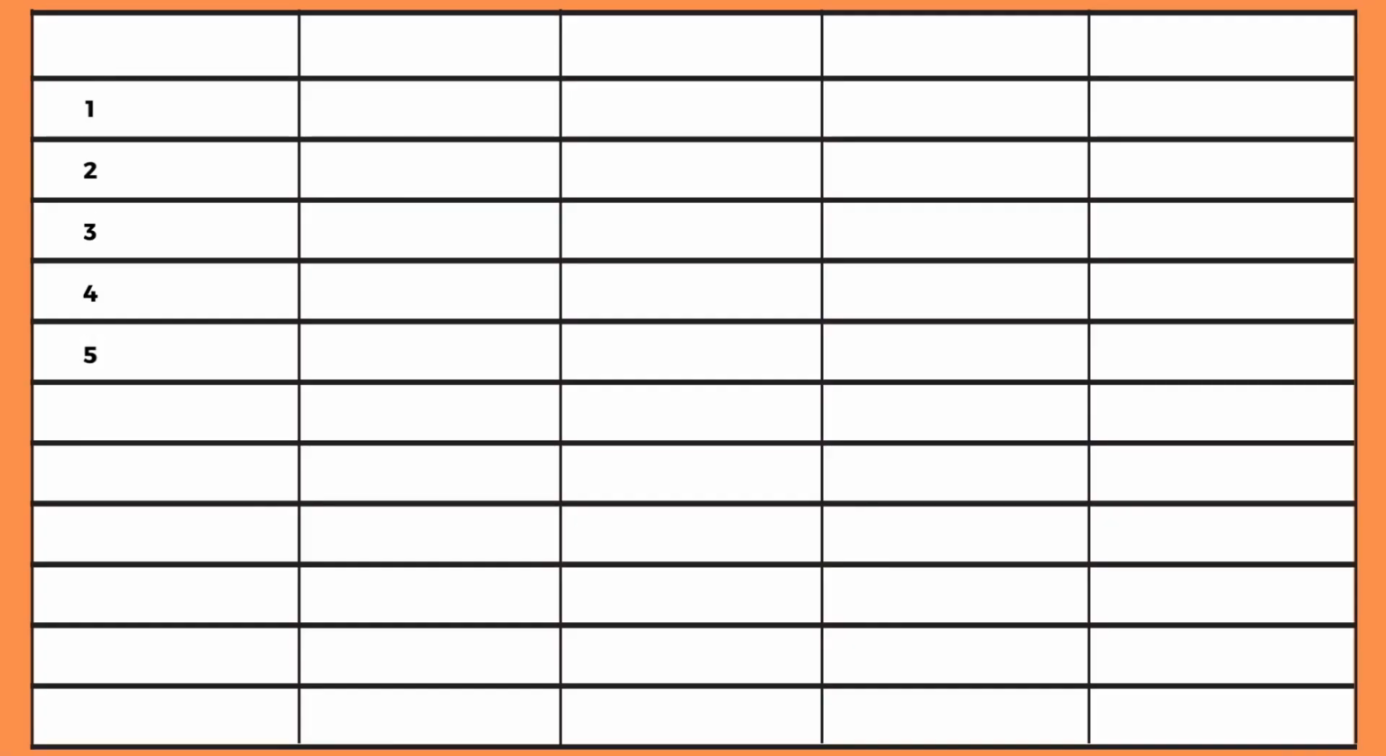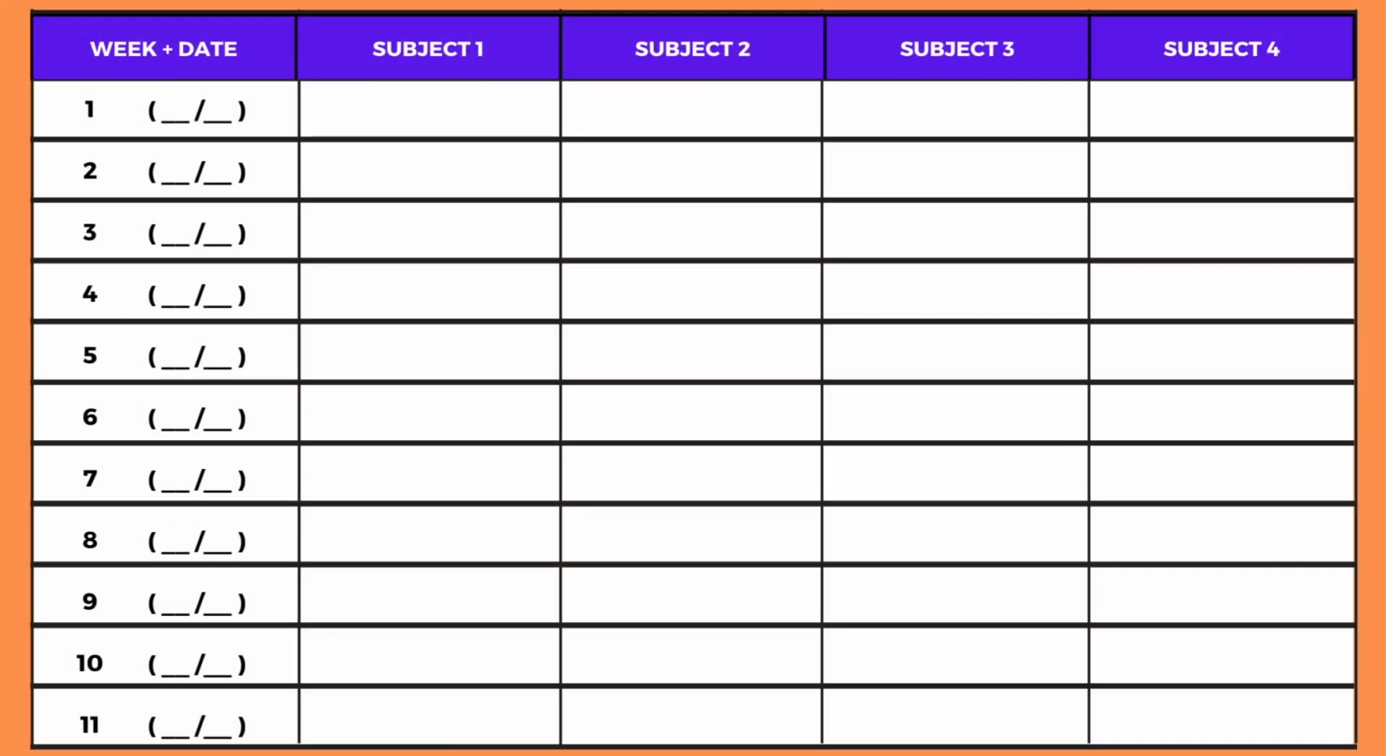Then in the first column, I would write the week numbers, so 1, 2, 3, 4, all the way to the end of the semester. And then I would add in the date that week started on. And you can choose a Monday or a Sunday, whichever works best for you. Then in the top of my subject columns, I would put down the subject code and name.